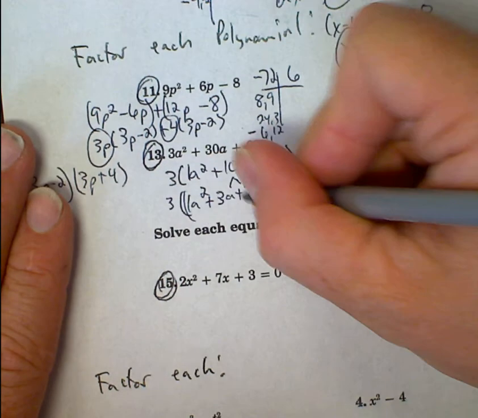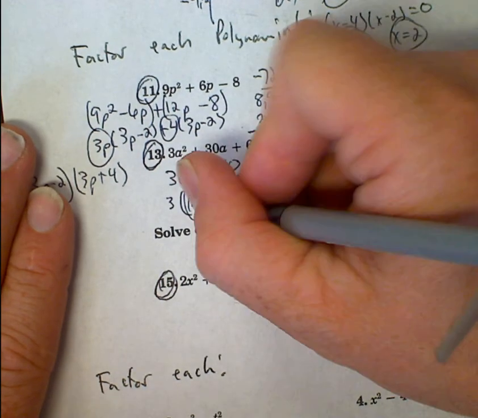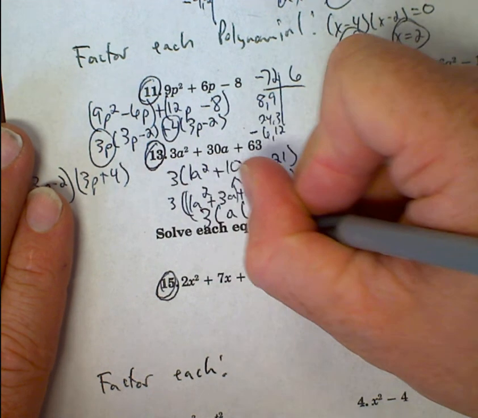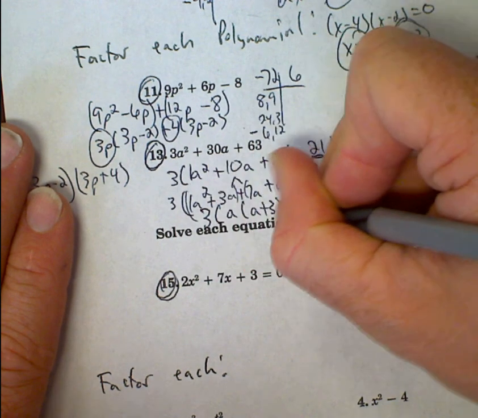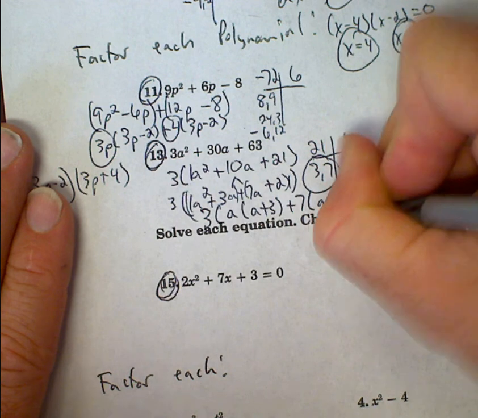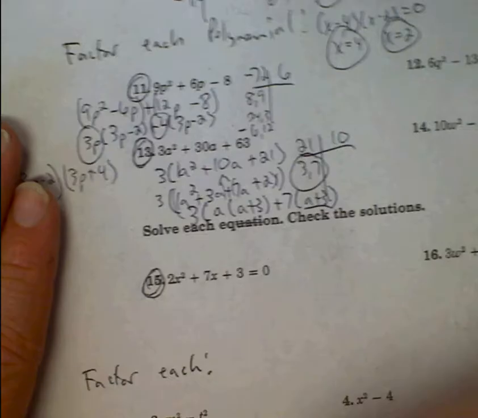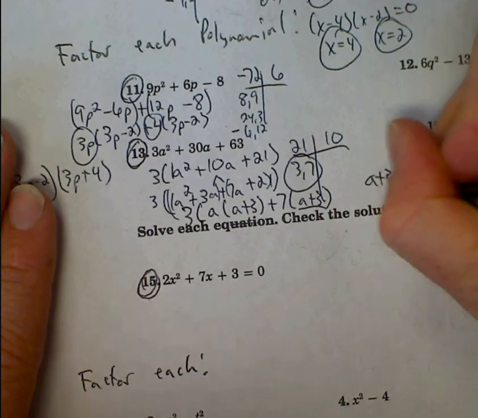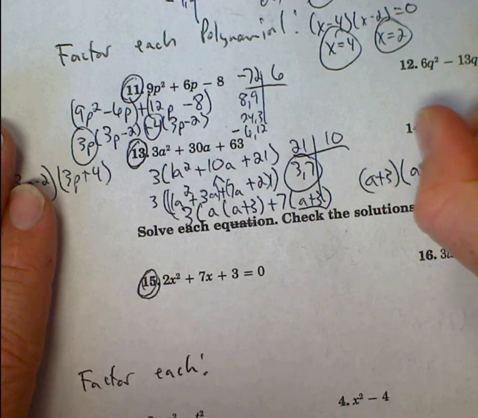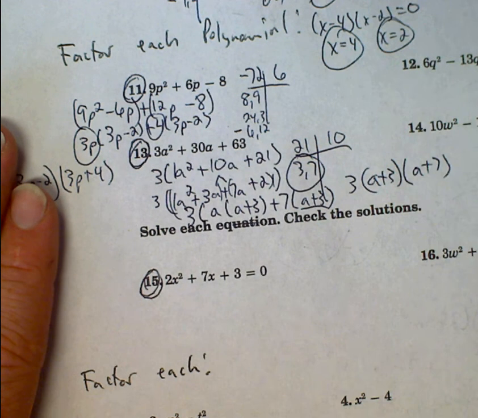I'm going to go ahead and group. So this would be 3, I can take an a out, that's a plus 3. I can take a 7 out, that's a plus 3. The a plus 3 matches. So a plus 3 and a plus 7 on the outside stays a 3. Number 15.